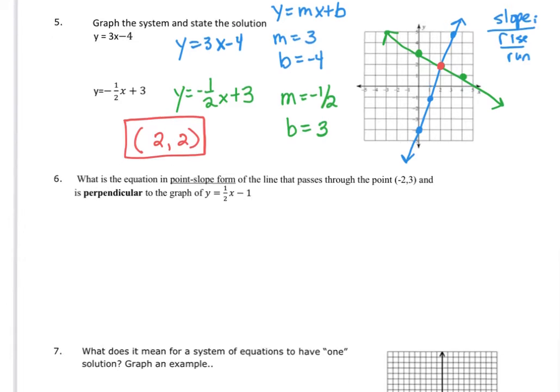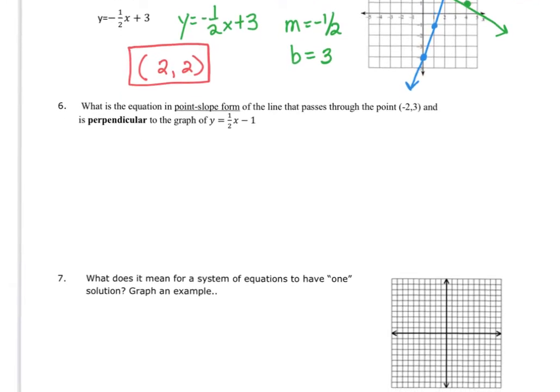Our next question, number 6, is: what is the equation in point-slope form of the line that passes through point (-2, 3) and is perpendicular to the graph y equals 1/2 x minus 1? So there's a lot going on here. It's actually pretty simple if we break it down.